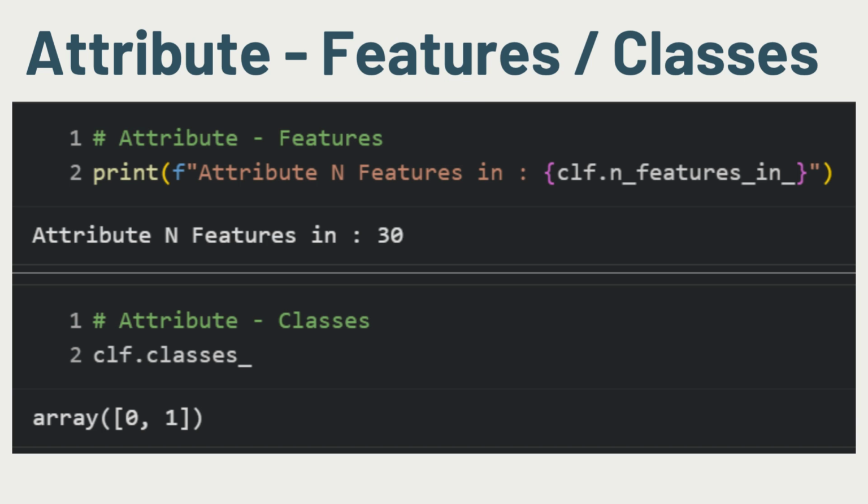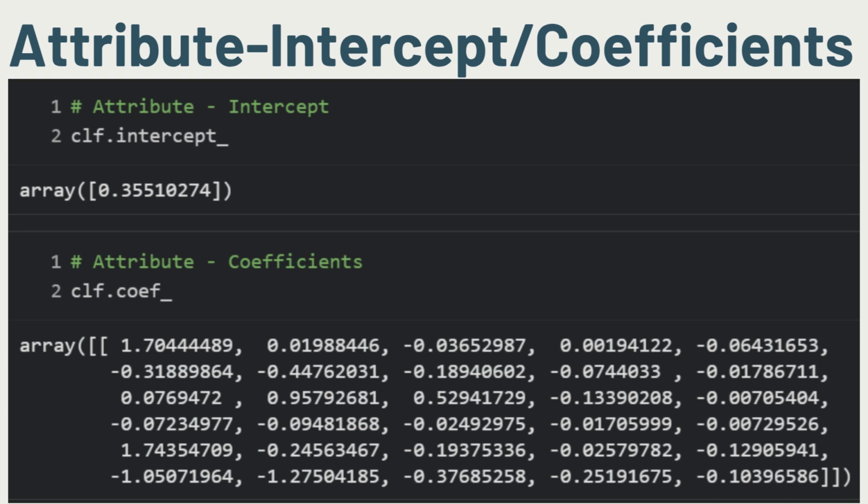Now that we have gone through some of the useful model functions, let's move on to the model attributes. They are suffixed with an underscore at the end. We can see the number of features and the classes with the attributes n_features_in_ and classes_ respectively. Next, let's turn our attention to the intercept and coefficients of the logistic equation used by the logistic regression model. We can access them easily via the attributes intercept_ and coef_ respectively. These would be the beta values in the logistic regression equation.